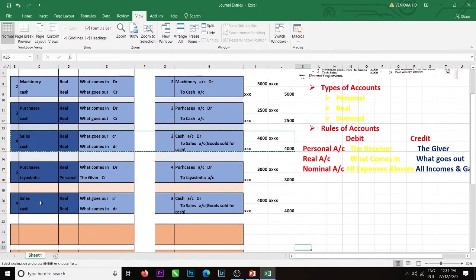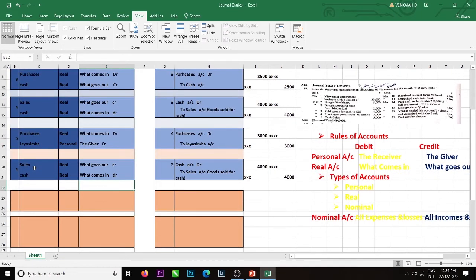So when we are analyzing sales, another one is the entry date. Entry is sixth date. This is the sixth transaction. Cash sales, real account. Goods are going out, credit, and we are getting cash. Cash is a real account. What comes in, debit. Cash is debited and sales are credited because they are going out. What goes out, credit.